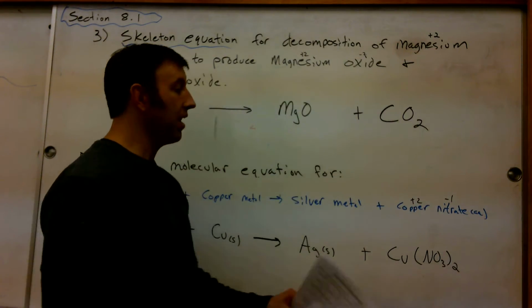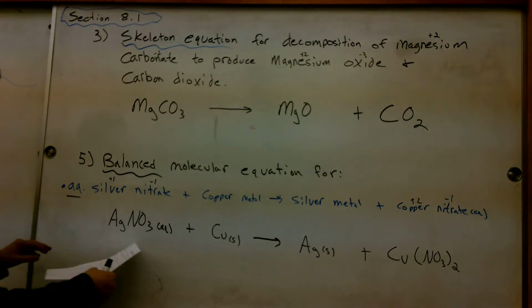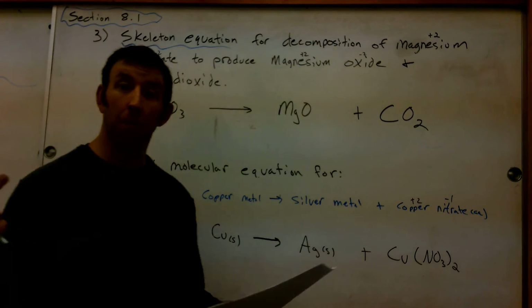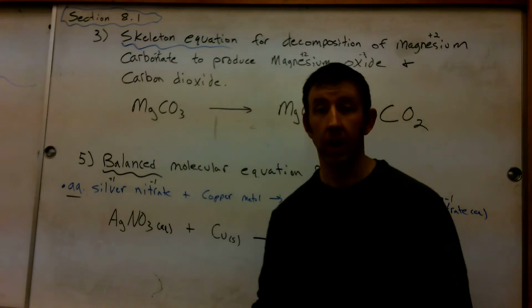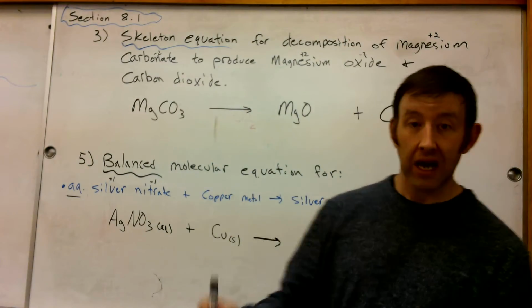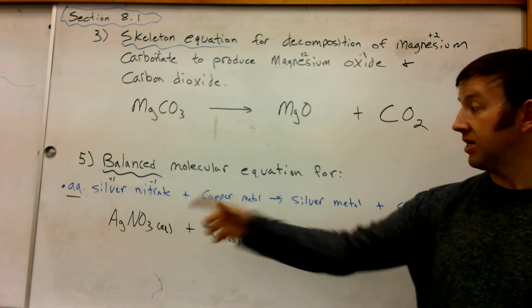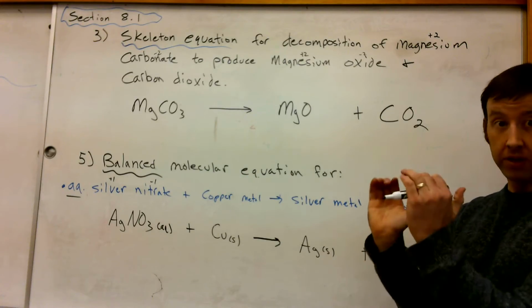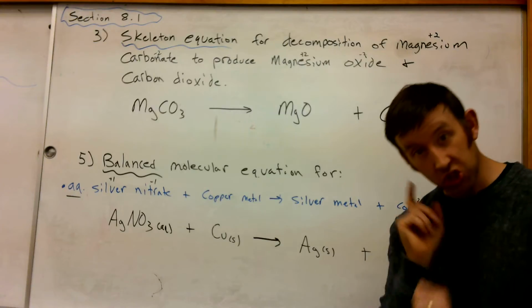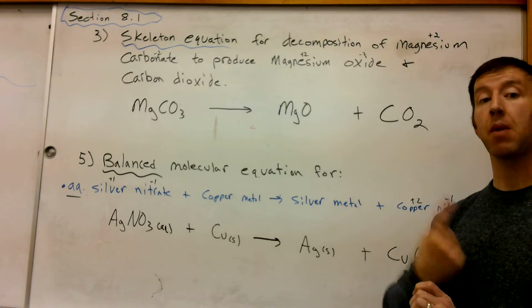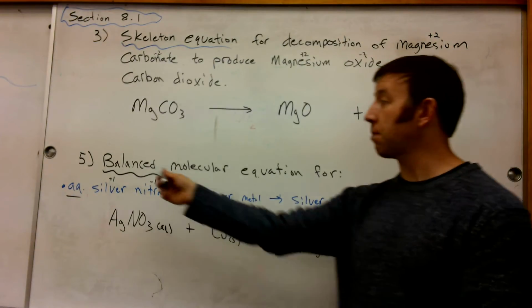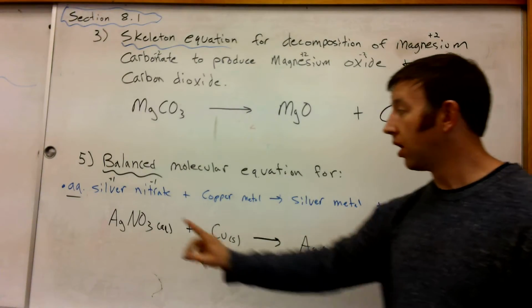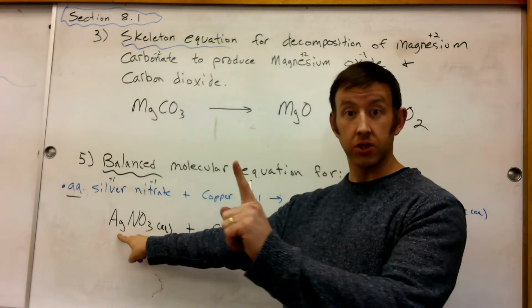Okay? So now that we have our skeleton equation, we need to see if there's some balancing that has to occur. So what we got to look at here is each element on both sides, each individual element or polyatomic ion on both sides, to be sure that we have the same amounts of everything. And that's what balance means. So here, this shows 1 silver.